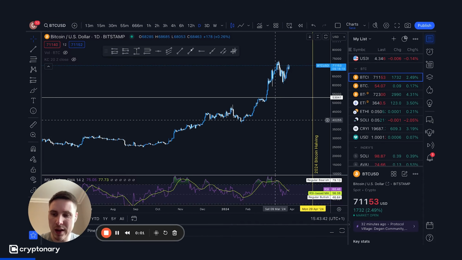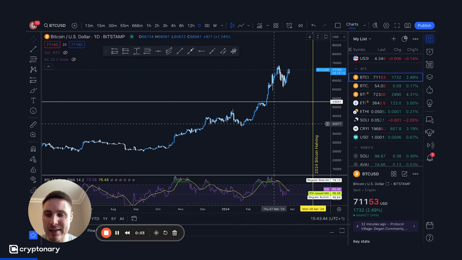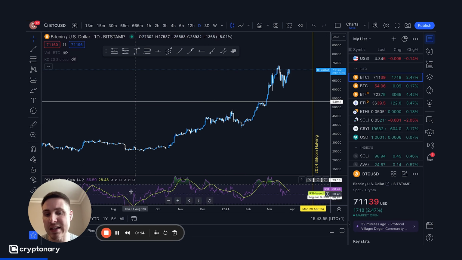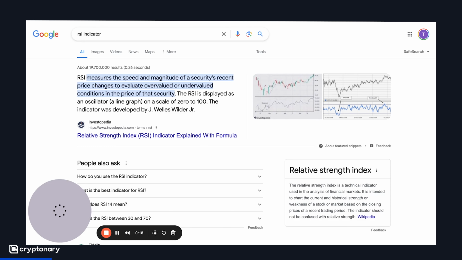Hi everyone. So in this new video, we will look at RSI and divergences for RSI. So let's go into a very simple definition, which we literally just got from Google. It's essentially the relative strength index. It's this metric down here. So looking at the actual pure definition, RSI measures the speed and magnitude of a security's recent price changes to evaluate overvalued or undervalued conditions in the price of that security.